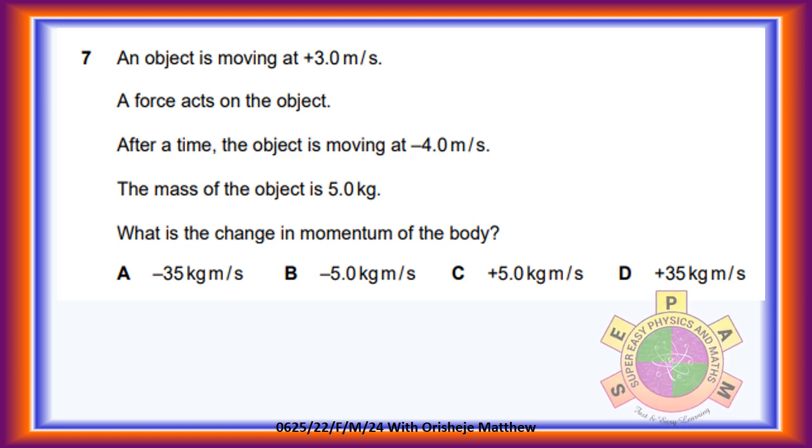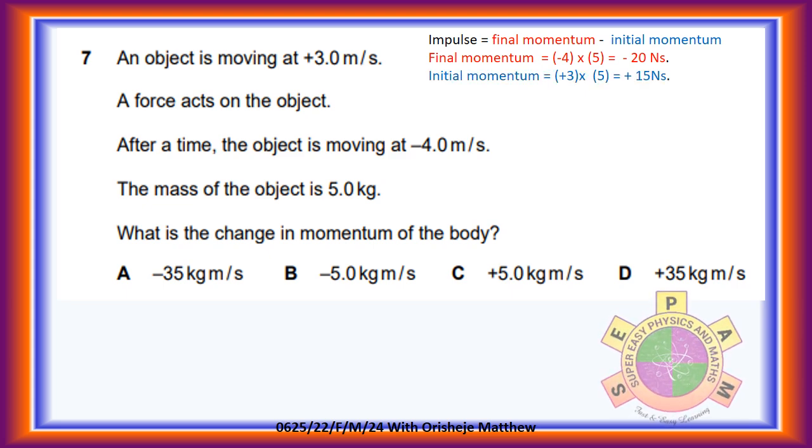Impulse is equal to the difference between final momentum and initial momentum. Final momentum is equal to product of -4 and 5 to give -20 Newton-second. Initial momentum is equal to product of +3 and 5 to give +15 Newton-second. Impulse is equal to -20 minus +15, producing -35 kg meter per second. The correct answer is option A.